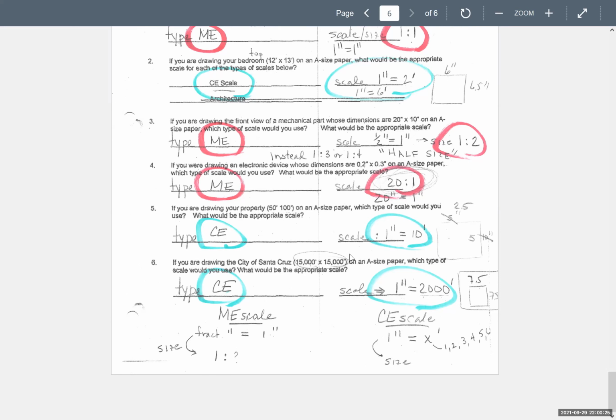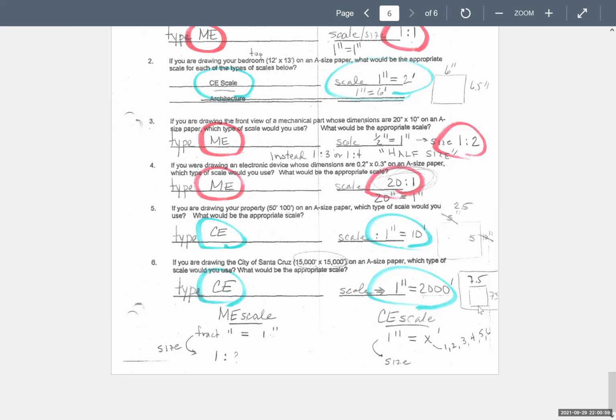So could you talk me through how we figured out how to fit this on paper? Yeah, since it's an A size paper, we cannot fit 15,000 feet, so we would have to reduce the whole amount of sizing. We ultimately decided on the scale to be 1 inch is equal to 2,000 feet. It's going to be actual fractions, like 7.5 inches by 7.5 inches, right?